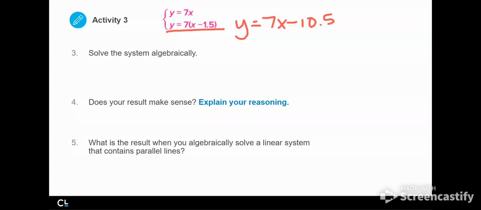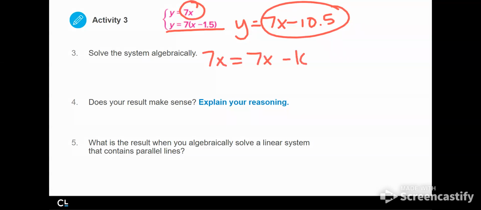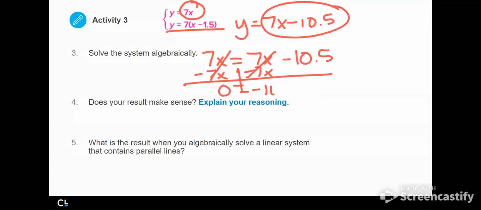Okay, so we're going to solve it algebraically. So I'm going to take this part and set them equal. So I'm going to do 7x equals 7x minus 10.5. Now to solve it, I subtract my 7x from both sides. That cancels and that cancels. I'm left with 0 equals negative 10.5. Is that true? Does 0 equal negative 10.5? That is not true. So this would be not true.